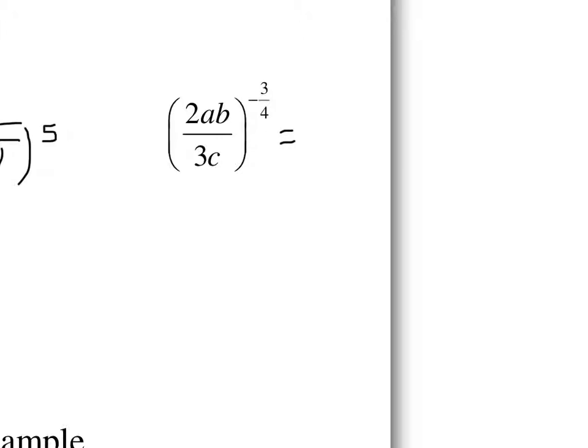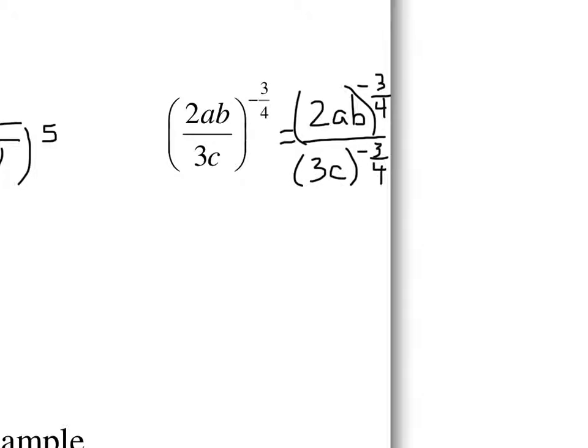We have a negative exponent here, so let's think about this for a moment. If you have (2ab) raised to the negative 3/4 over, now wait a minute, I better put that in parentheses, so I show that that quantity is raised to the negative 3/4. And if I have (3c) to the negative 3/4, both the numerator and the denominator have been raised to negative exponents. Negative exponents indicate you're in the wrong location.